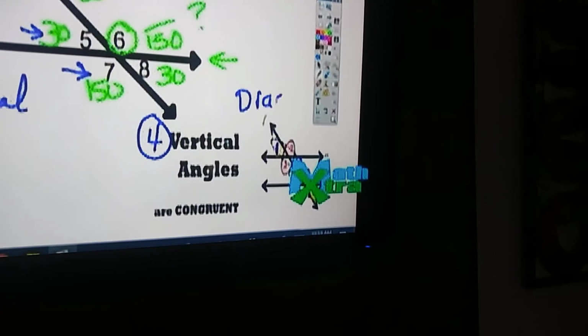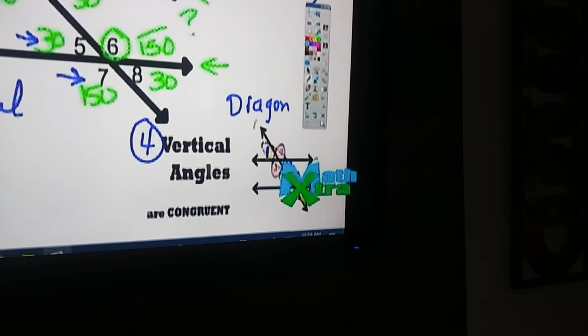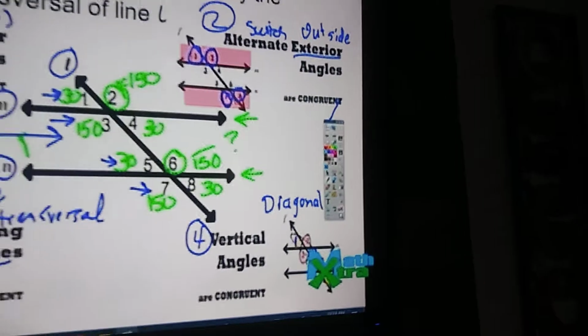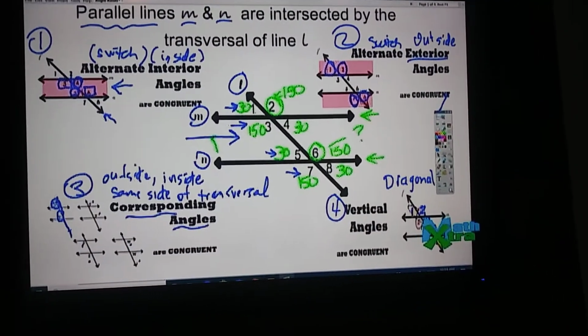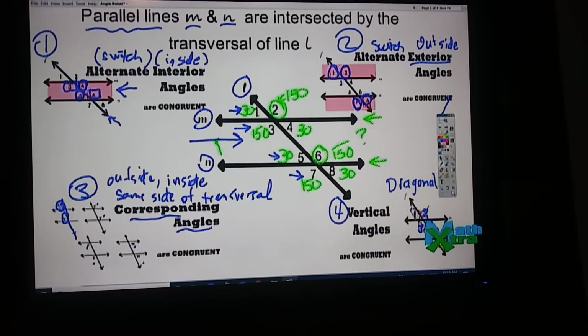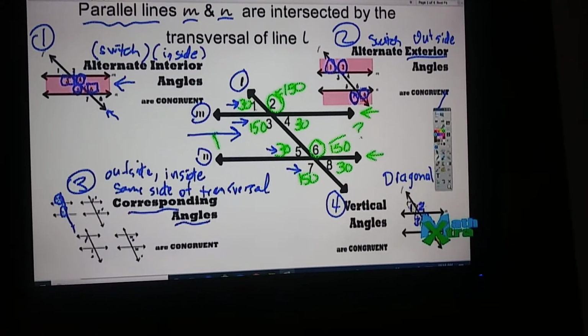are diagonal. They are diagonal from each other. Okay? And then 2 and 3 are vertical. And where are they located? Diagonal from each other. Now, one way I remember vertical angles, V.